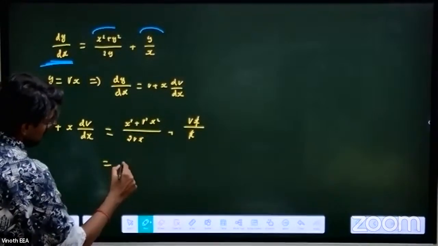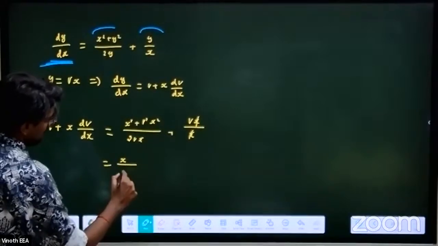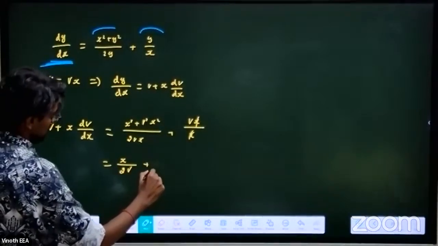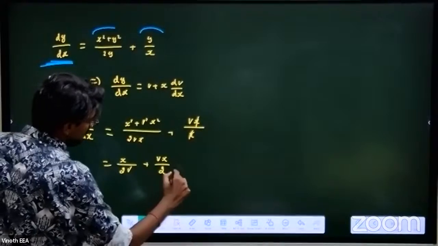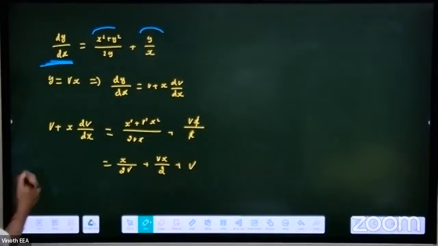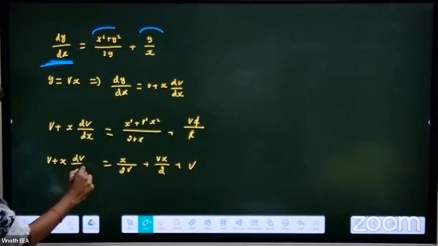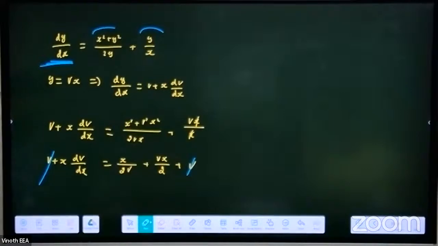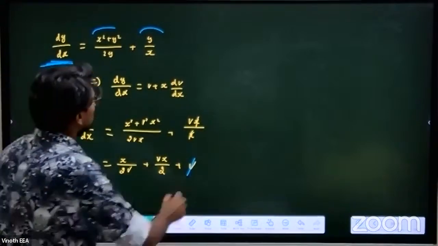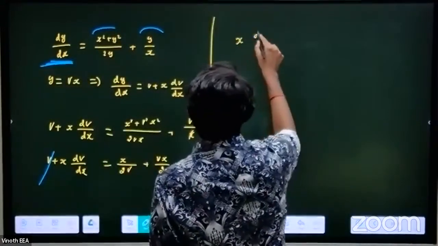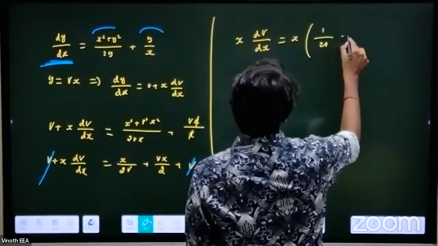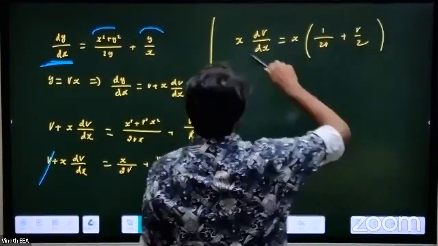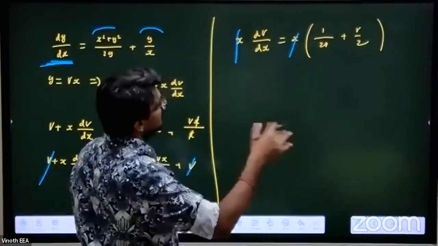Okay, so this will become x square, 1x gets cancelled, so x by 2v. ஒரு v cancel ஆயிடும், ஒரு x cancel ஆயிடும், so vx by 2, okay, plus v. I can cancel v also. This v gets cancelled. x can be taken commonly and I can cancel that. This seems to be little simple, seems to come quickly. x common எடுத்தா 1 by 2v plus v by 2. I can cancel this x and this x. இப்போ v எல்லாம் ஒரு சைடு, x எல்லாம் ஒரு சைடு.